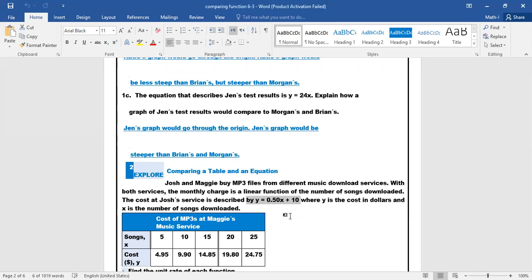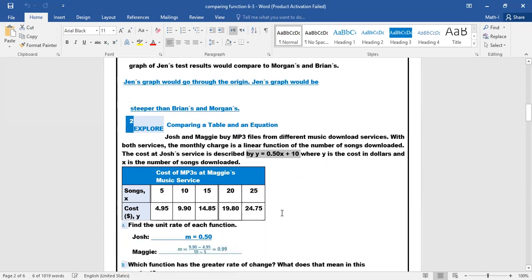For the second one, Maggie, he gave us the information from a table. Now we are going to compare between what? Between an equation and a table.